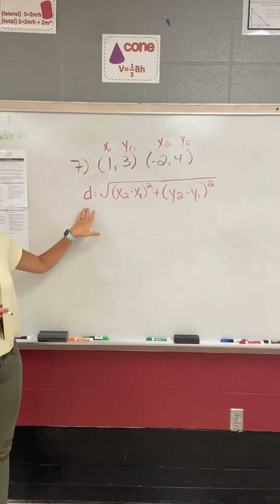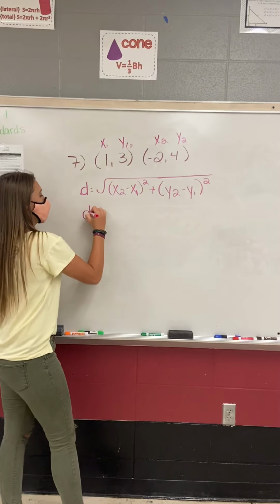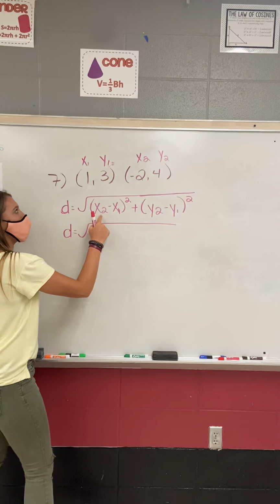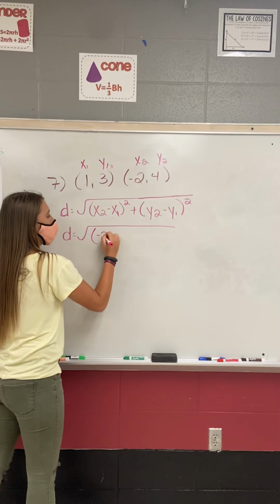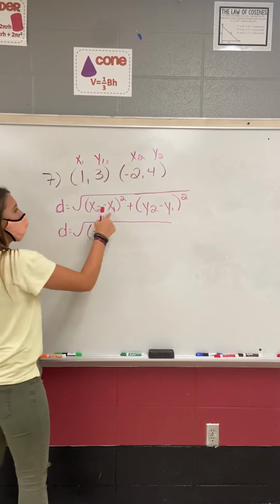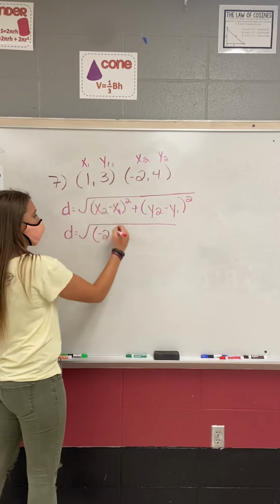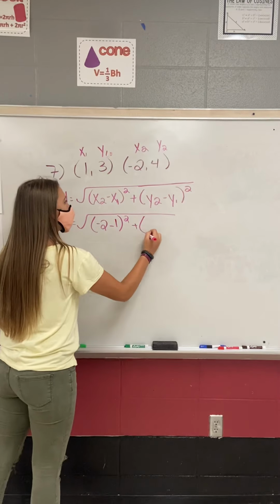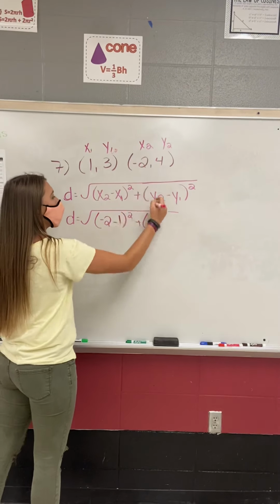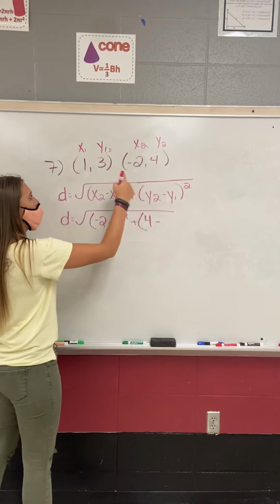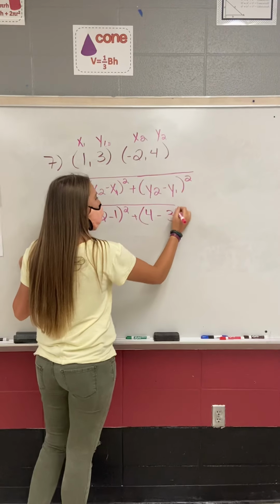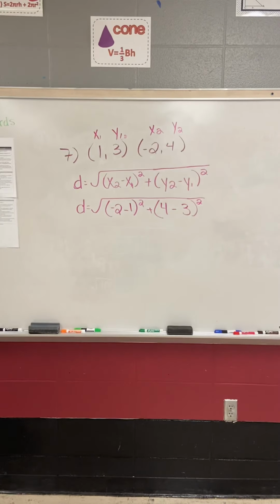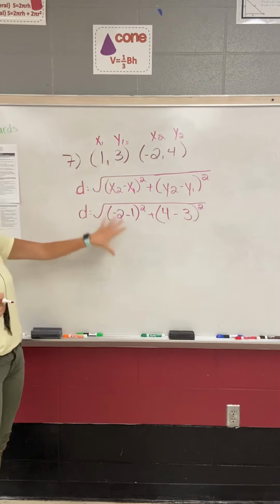Now I'm just gonna rewrite this and plug in what I know. So d equals the square root. My x2, well we said x2 was -2. So we have -2 minus x1 is 1, so -1 squared, plus my y2 is 4, minus my y1 is 3, and I bring down my square. All I do is copy things down and bring it down, okay? Plug in what I know and bring things down.